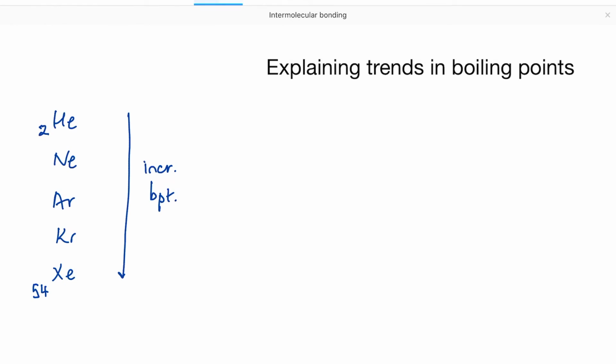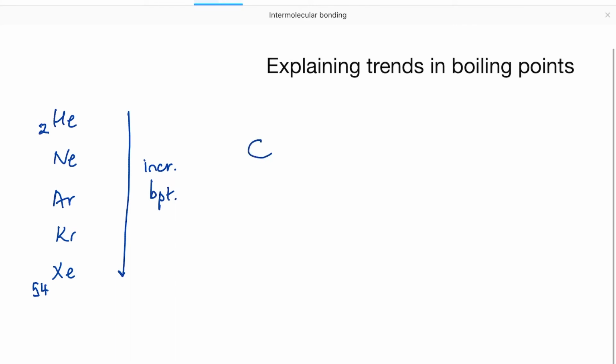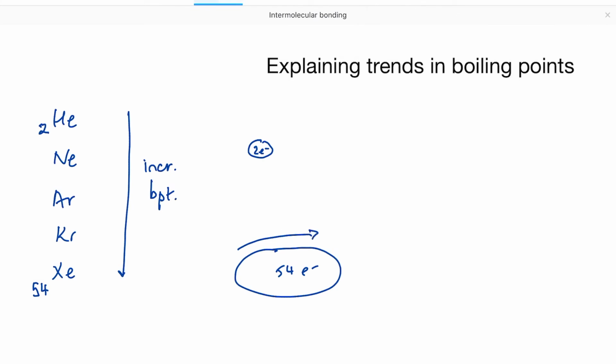We can use London forces or instantaneous dipole, induced dipole intermolecular bonds to explain the trend in boiling points for the noble gases. Helium has got 2 electrons. Xenon is a much bigger atom. It's got 54 electrons. If we're talking about the ability of these atoms to produce an instantaneous dipole, then clearly we're able to get a much greater uneven distribution of charge in a xenon atom simply because it has far more electrons. So we explain that in terms of there being stronger London forces, stronger instantaneous dipole, induced dipole, intermolecular bonds. A bit lazy, just call them ID.